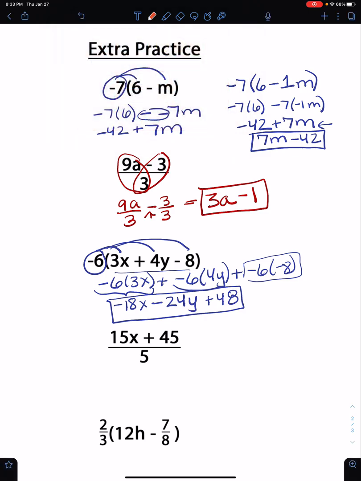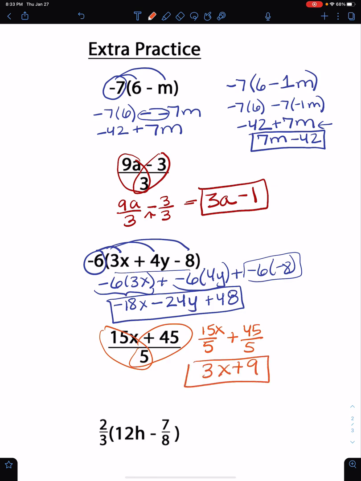Next example, I'll divide each of the terms in the numerator by the 5 in the denominator. So I'll have 15x divided by 5, and 45 divided by 5. So I have 3x plus 9. And that's as far as I can go with that.